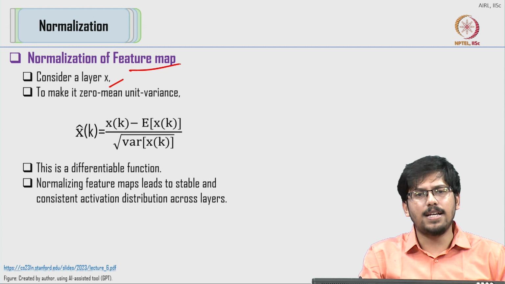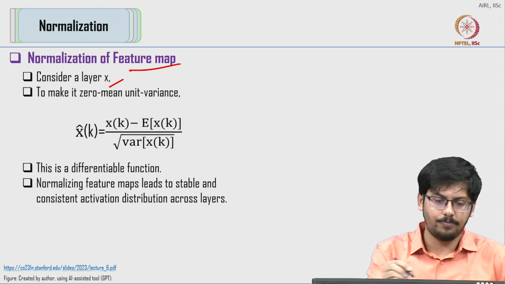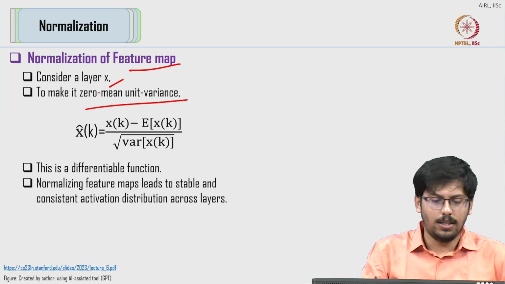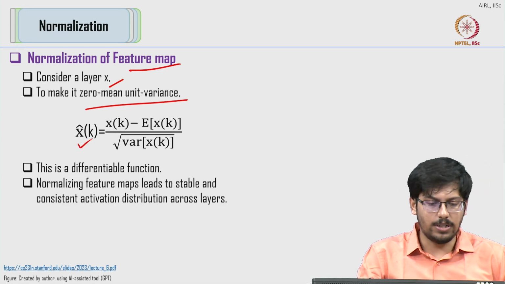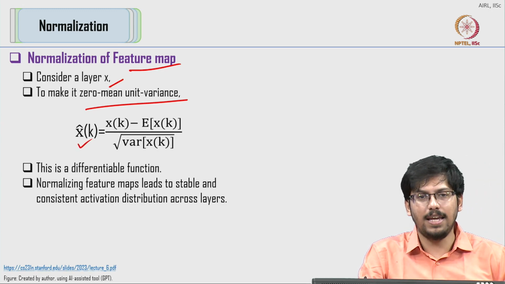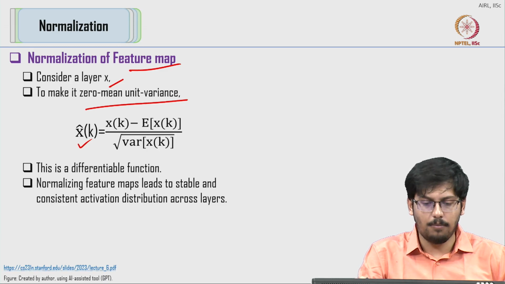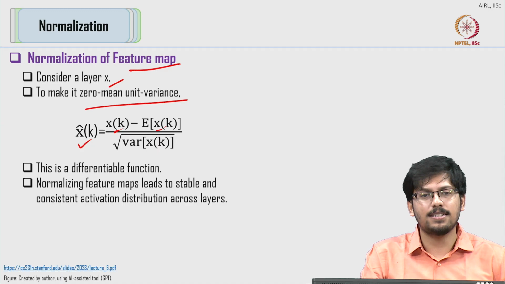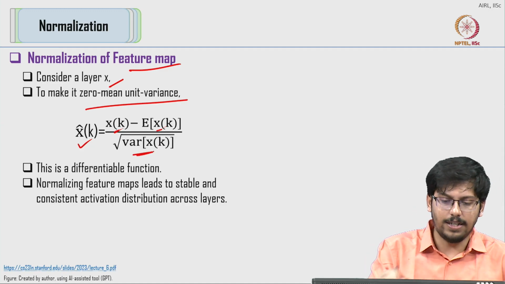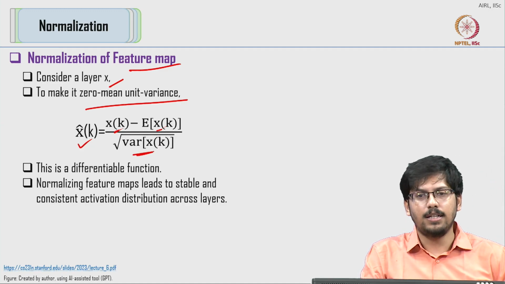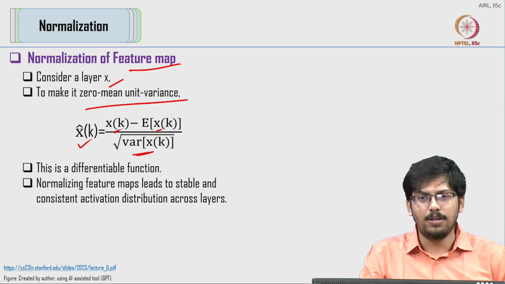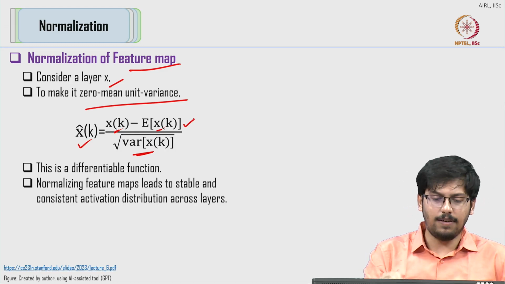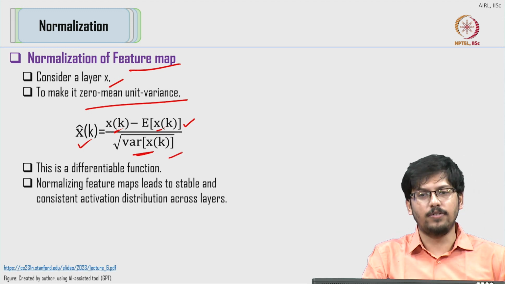Let's try to make it zero mean and unit variance. Zero mean means the mean is 0, variance is 1. This is represented by this equation. So x cap of k is given as x, which is the feature map, minus the expectation of x, divided by the square root of the variance of x. Essentially we have a feature map, we subtract the mean of that feature map, and divide by the square root of the variance of the feature map.